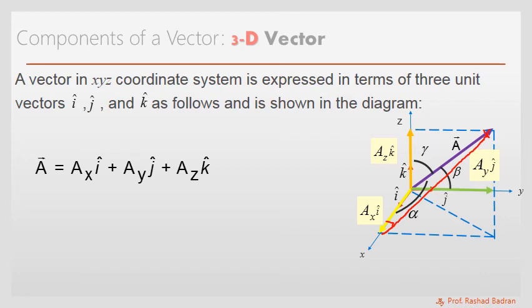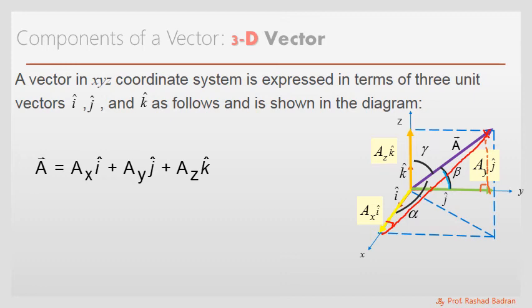So apply the trigonometric relation for cosine alpha, which is equal to a_x over the magnitude of A. From here you can find the angle alpha, which is the cosine inverse. Similarly, to determine the angle beta, project another line from the head of the vector perpendicular to the y-axis. Again, you have a right angle triangle. Here cosine beta is equal to a_y over the magnitude of A, and from here you can determine beta.